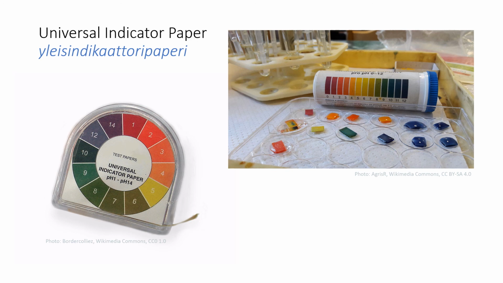Universal indicators are mixtures of several different pH indicators. Universal indicator paper has many different color changes from red for strongly acidic solutions to dark purple for strongly basic solutions. In the middle, neutral pH 7 is indicated by green. You only put a small spot of the test solution on the paper and then leave the color to develop for about 30 seconds before comparing it with the color chart.